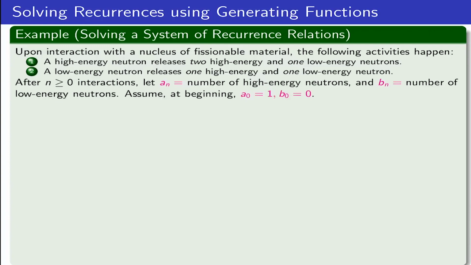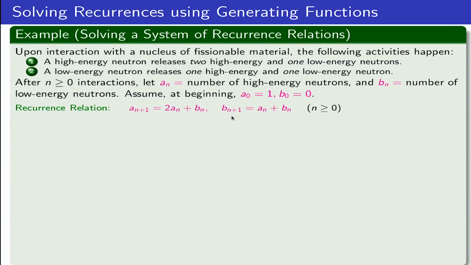Therefore, my recurrence would be: An is the number of high energy neutrons, Bn is the number of low energy neutrons. We assume at the beginning that A0, the high energy neutron, is 1 and there is no low energy neutron. Condition 1 says that every high energy neutron releases 2 high energy and 1 low energy neutrons. So An plus 1, the number of high energy neutrons, will be 2An, because this releases 2 high energy neutrons, plus Bn, because 1 low energy neutron releases 1 high energy. So Bn low energy neutrons release Bn high energy neutrons.